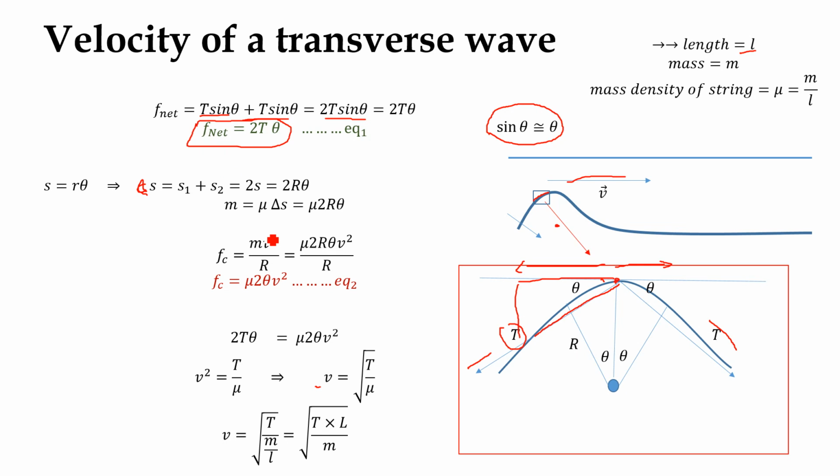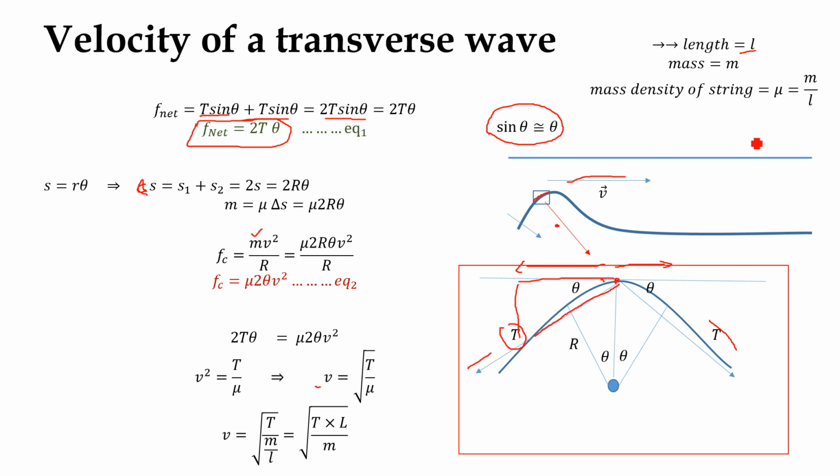Now let's calculate the centripetal force, which is also a restoring force, and we know that the centripetal force is equal to mv square divided by r. Now F is equal to ma and the acceleration is v square divided by r in centripetal motion. So we have centripetal force equal to mv square divided by r. Now we will determine the value of mass m and then substitute that value in this equation.